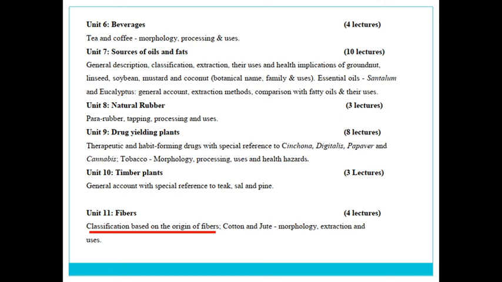And the last one explains about fibers. Fibers are a special type of plant portions. They are sclerenchymatous in origin, and here we study their origin and the type of classification depending on their origin. Then we can study the cotton and jute morphology, their extraction and use process. This is also very important for short note or long type questions.